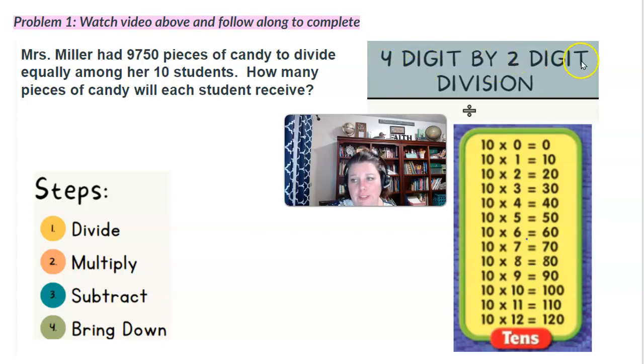4-digit by 2-digit division. Let's read this word problem. Mrs. Miller had 9,750 pieces of candy to divide equally among her 10 students. How many pieces of candy will each student receive?